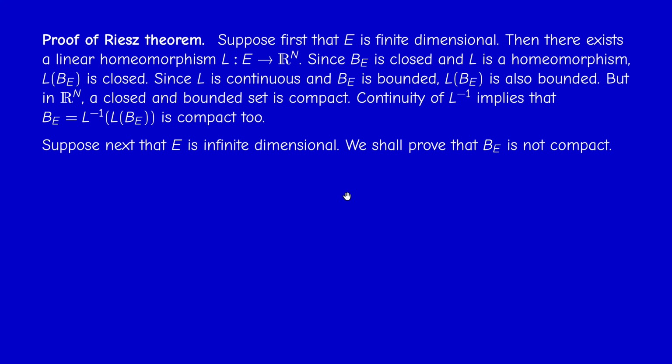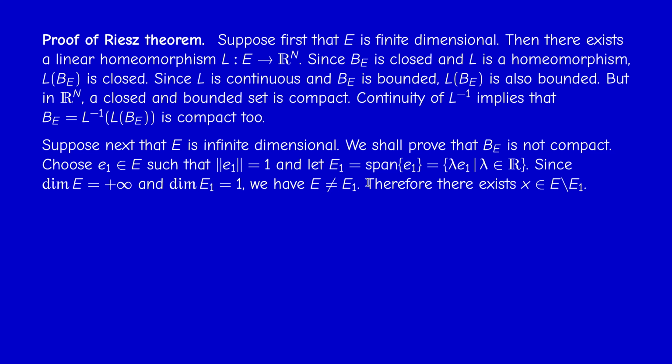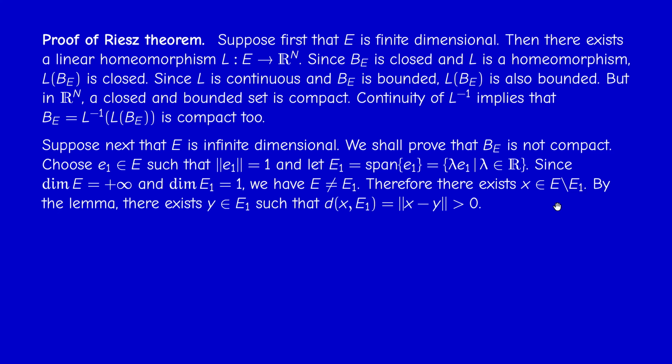We shall prove that B is not compact if E is infinite dimensional. So first, pick an element e1 of E whose norm is 1, and this is possible because E is not trivial if it's infinite dimensional. So I can always find an element in the unit sphere. And now consider the space E1 spanned by e1. So this is just the line through e1. Now, since the dimension of E is infinite, E1 cannot be equal to E. So we can find an element in E which is not in E1. I call it X.